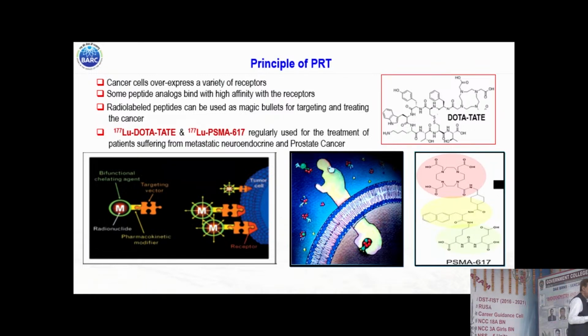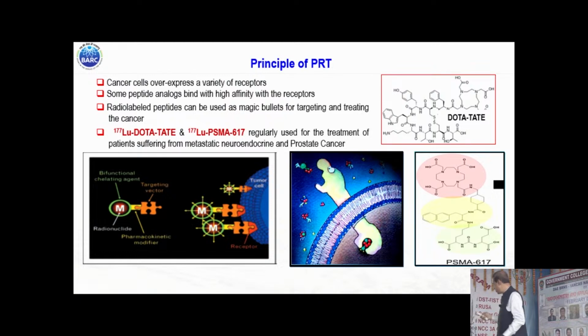So, what happens is that when there is a malfunction in the body, when there is cancer, those cells overexpress certain kinds of receptors. Normal cells also express some receptors, but the concentration of those receptors becomes very high in the cancerous cells. So, there are some peptides. You know what a peptide is? This is a combination of amino acids which specifically goes to or targets those receptors.